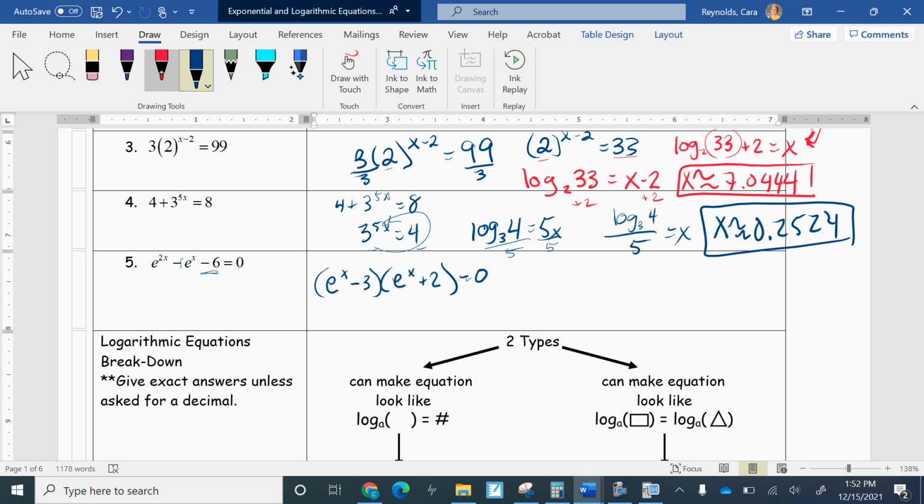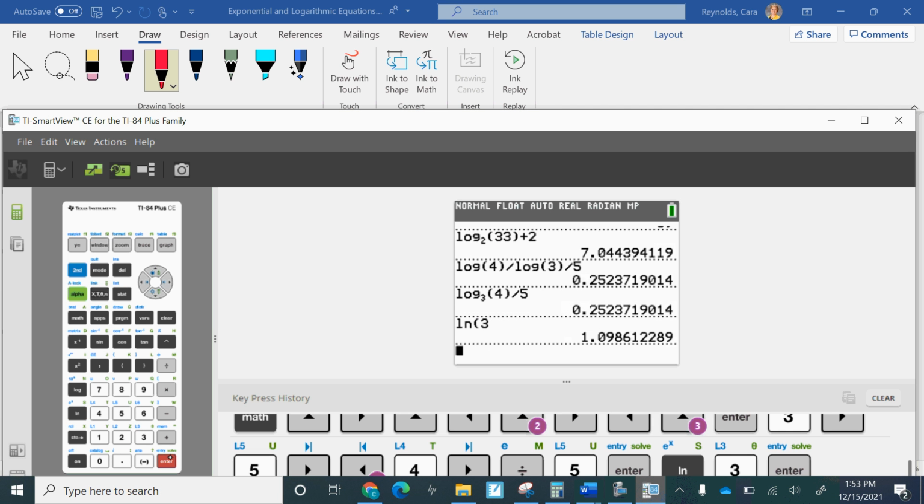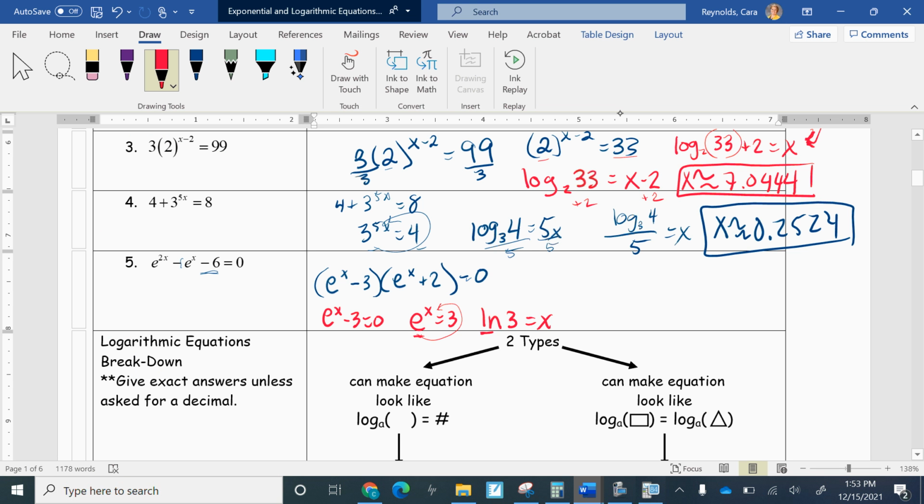So we start out looking at e to the x minus 3 equals 0, which means that e to the x equals 3. Because our variable is in the exponent position, this needs converted to a log. So the natural log of 3, log base e is natural log, is equal to x. That's your exact answer. For your approximate answer, you take the natural log of 3, and you get 1.0986. So x is approximately 1.0986.